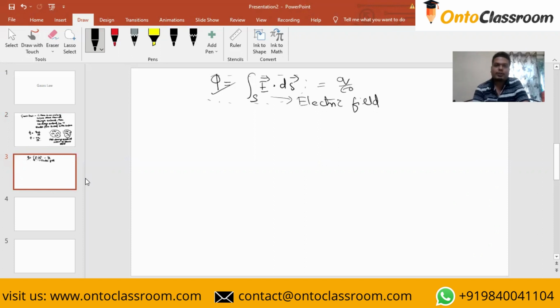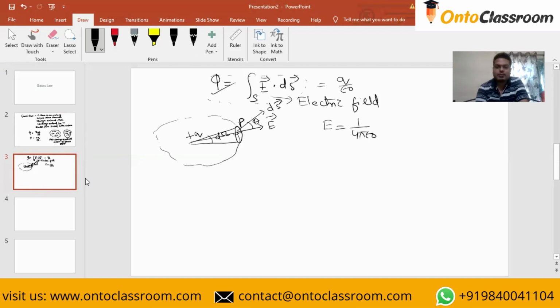To prove this, we can use an arbitrary surface over here. There is a charge plus Q present somewhere inside it, and it is subtending a solid angle d omega at the center. Now at this point P, we have to find the electric field strength, which is in this direction, and the area element vector ds will be along this direction. These two make an angle theta. Now what is the electric field strength at point P? E equals 1 by 4 pi epsilon naught Q by R square, where R is this distance.